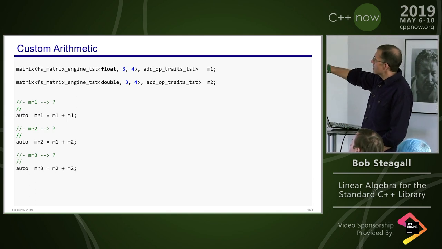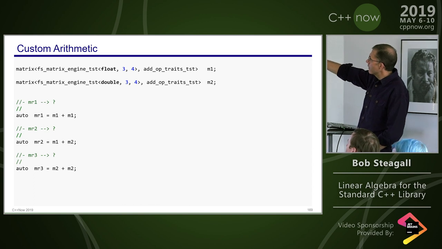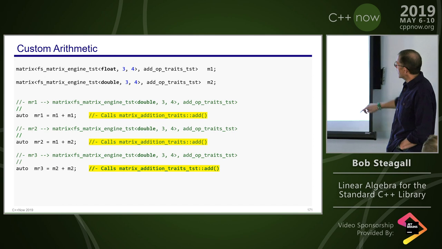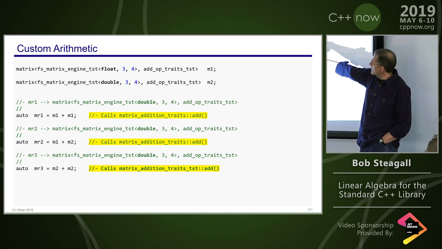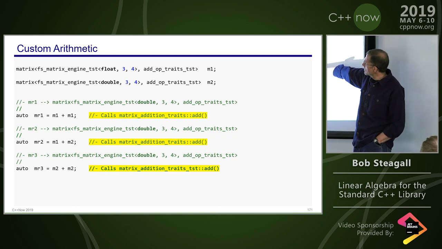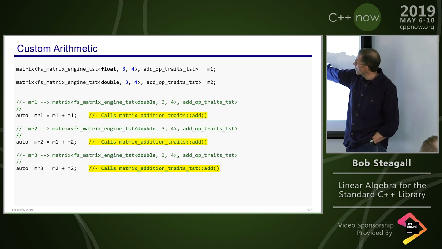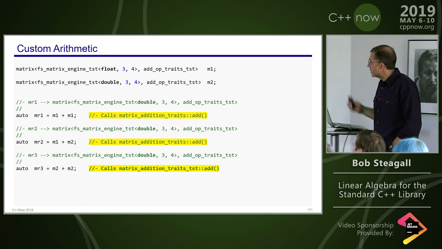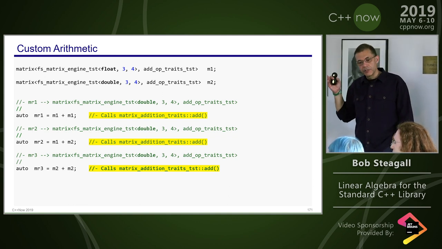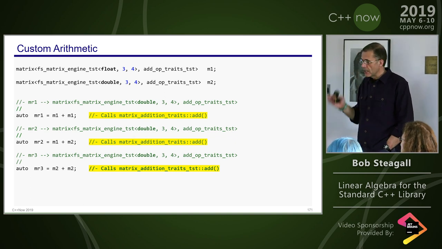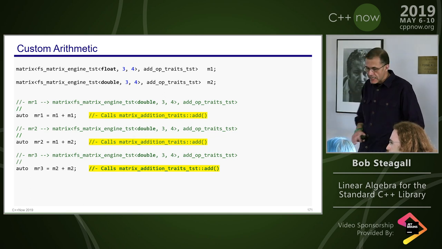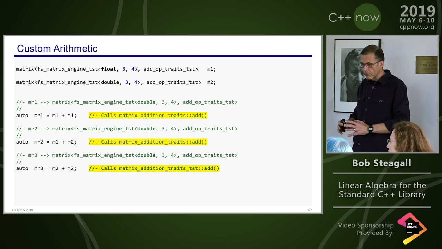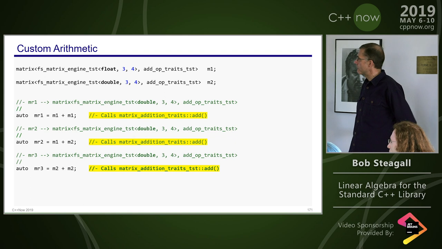Here I'm going to use my new addition traits, and I'm going to have a fixed size matrix of my test engine, a float, and one of double. Here I'm going to get the expected sizes. The only difference is that in the first two cases, one or both of my operands was the matrix engine type of float, so I'm going to call my standard matrix addition traits add member function. Only in the third case, where both operands have the fixed engine type of double of 3, 4, am I going to call my custom arithmetic operator. So in this instance, I created a traits type and a specialization that only gets called in this one particular circumstance, this particular engine of this particular size, and in that one and only case, my custom addition gets called. In every other case, the regular addition gets called. So I'm able to customize at a very narrow or even greater level of granularity. It depends on how creative you want to be.